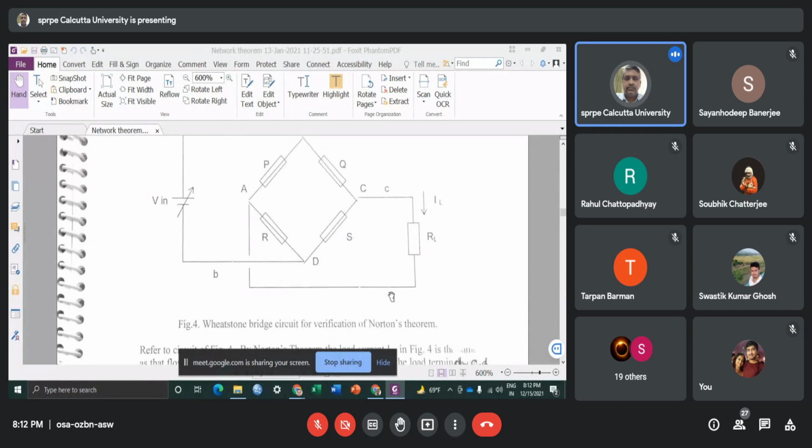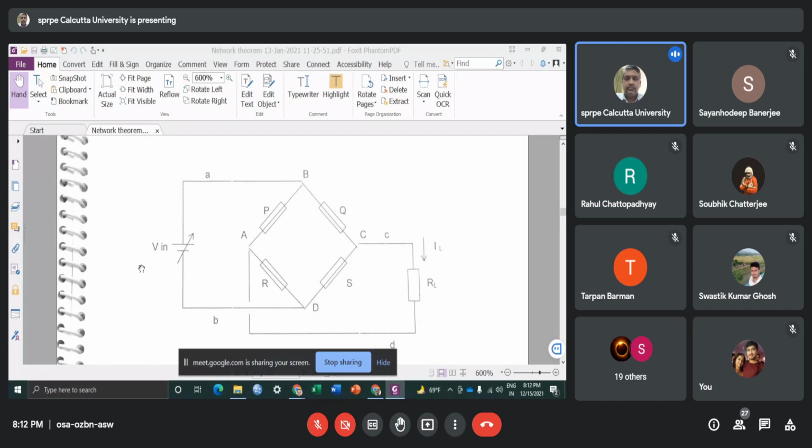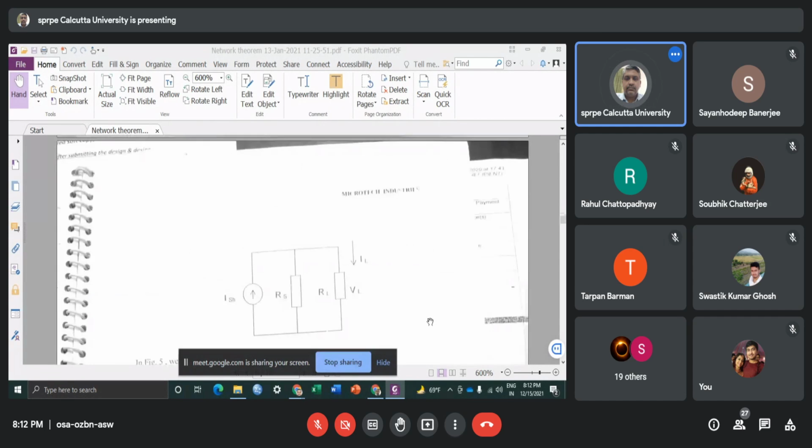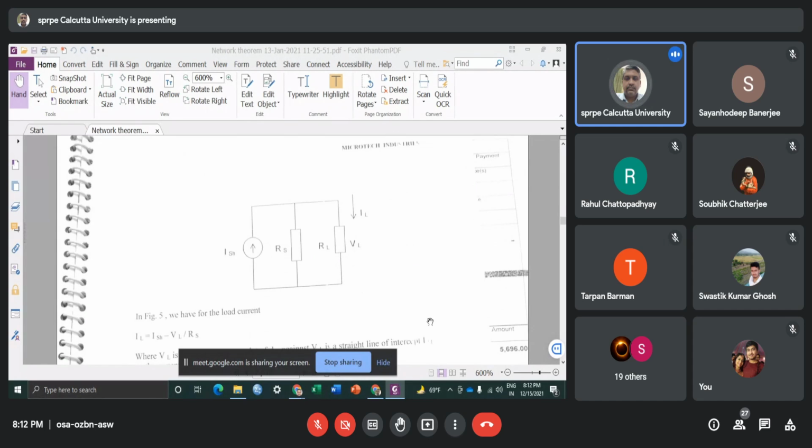Norton resistance is the impedance of the circuit looking back from the terminals when the energy sources are replaced by their internal impedance. So in this case also V in will be shorted, because for an ideal source the internal impedance is equal to 0. So the Norton resistance is basically the same as the Thevenin resistance, and you measure the short circuit current flowing through the load resistance. So the equivalent circuit network for this Norton equivalent circuit will be like this one.